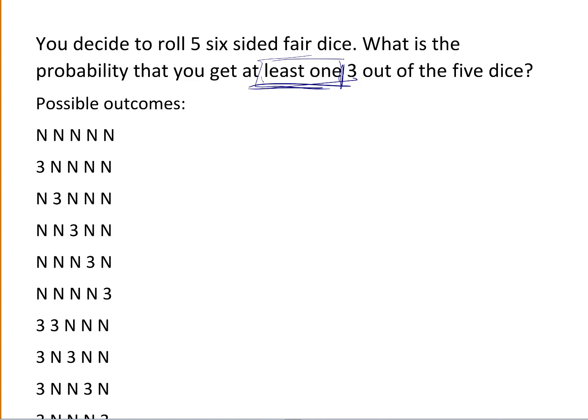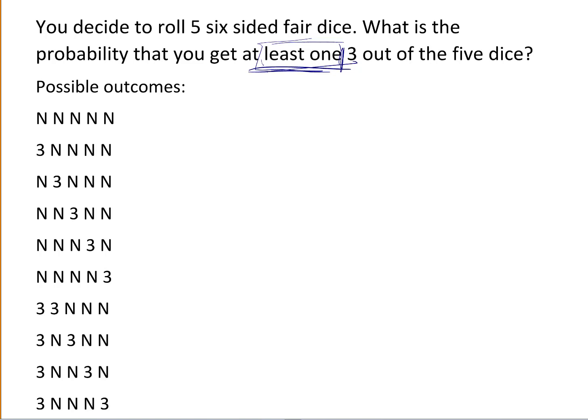In this video, though, I'm going to go into a little bit more depth about why we use that complement rule. So when you think about rolling your 5 dice, what if we listed out all the possible outcomes? I'm going to use an N here for not 3, because everything is either going to be a 3 or not a 3. We don't really care what else it is, just that it's not a 3. So you could get not 3, not 3, not 3, not 3, and not 3.